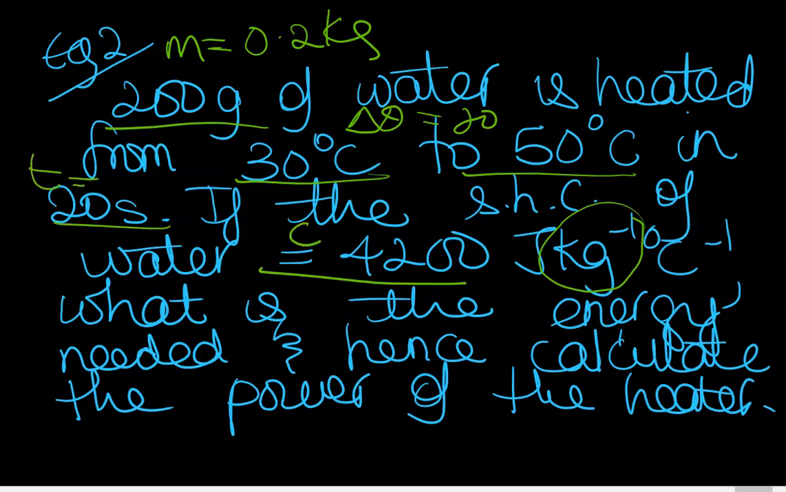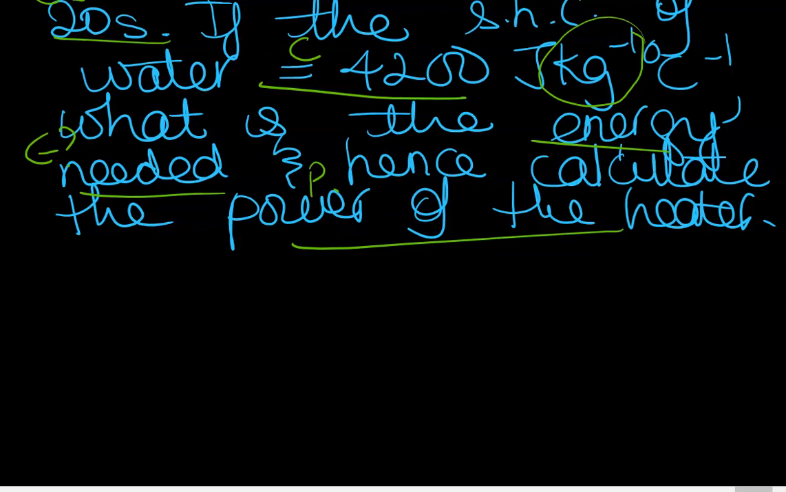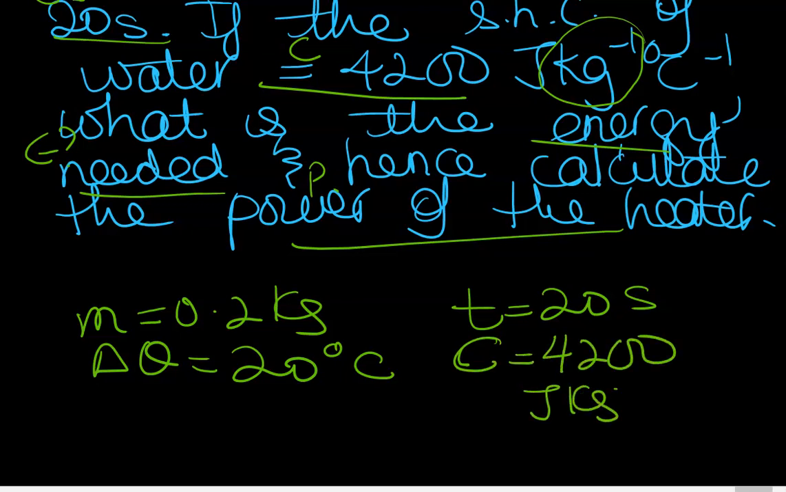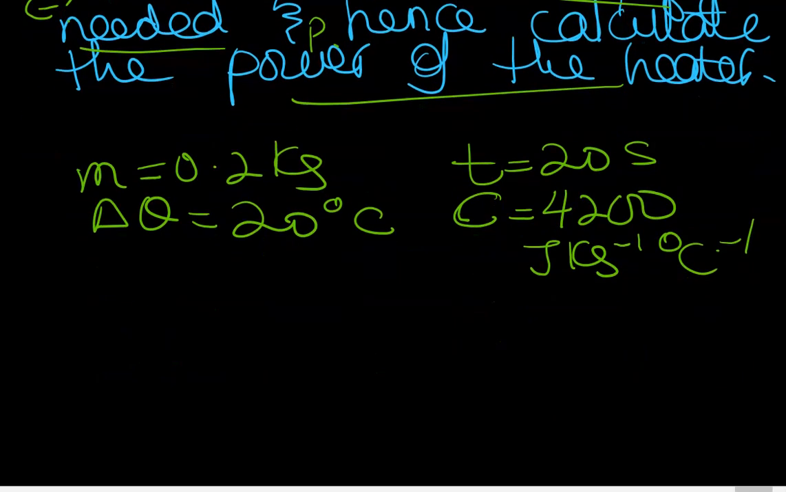So you have specific heat capacity C, and you want to get energy and you want to get power. Now if you get energy, power is energy over time, and we have the time. So let's get the energy. So you have mass 0.2 kg, delta theta is 20 degrees Celsius, time is 20 seconds, specific heat capacity is 4200 joules per kilogram per degree Celsius. I want to get two things, energy and power. So whenever you are undergoing a change in temperature, the universal equation stands. E is equal to mc delta theta.